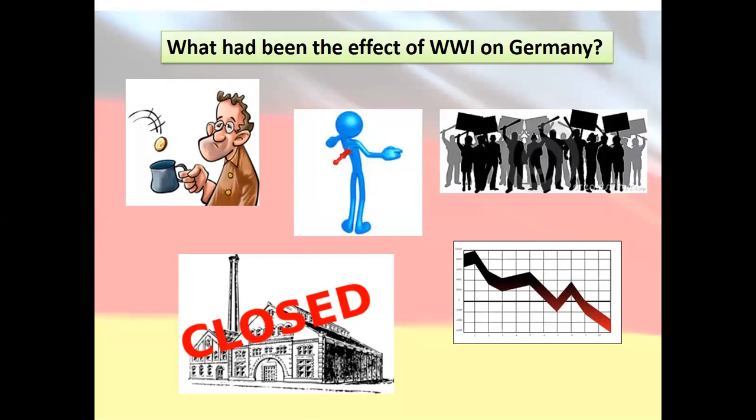So, what have we got? You've got factories closing. Why? Because there was less trade. Less trade because the ports had been blocked off. There was less opportunity for European trade in Germany.